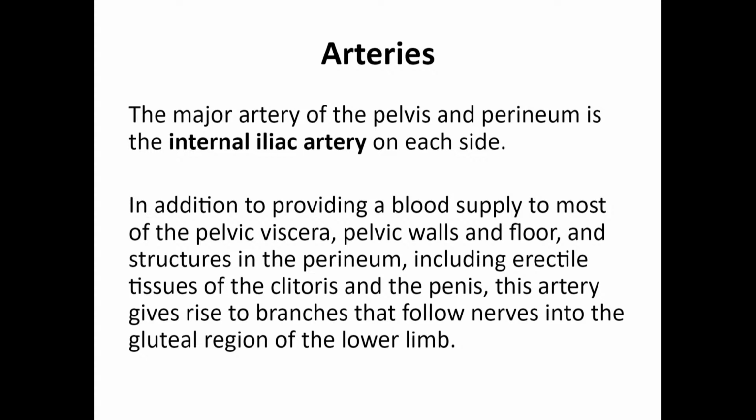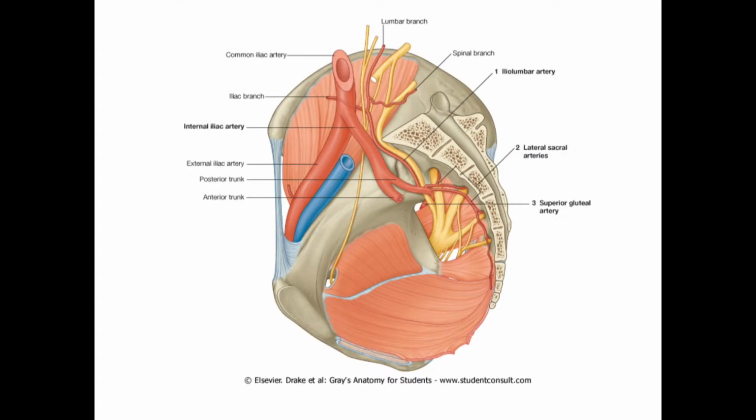Talking about the iliac arteries, let's see the photos at first. So here we have the common iliac artery, and then it divides into the external iliac artery and internal iliac artery, right? And the internal iliac artery has an anterior trunk and a posterior trunk, and after that it is branching, right?